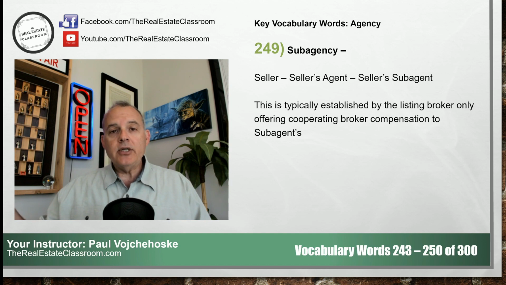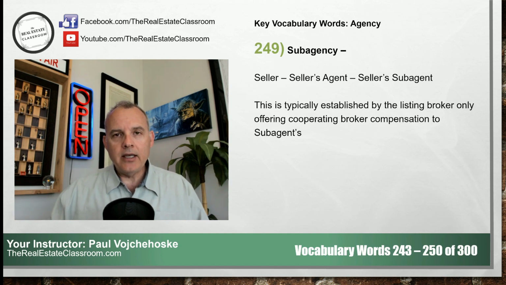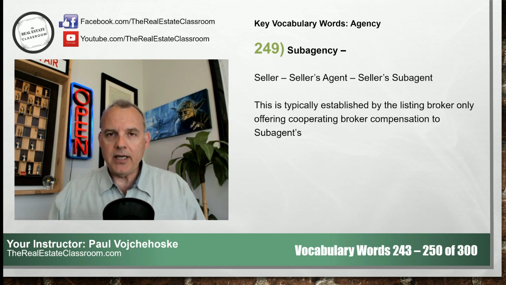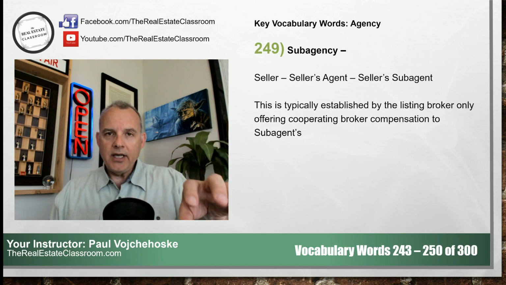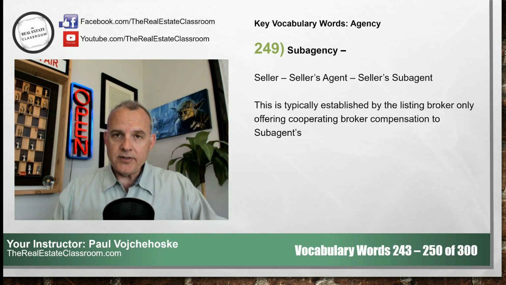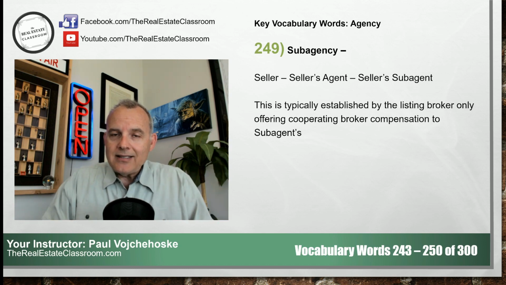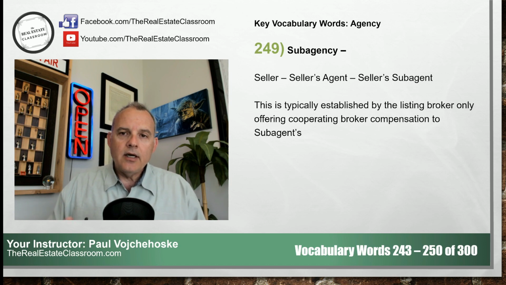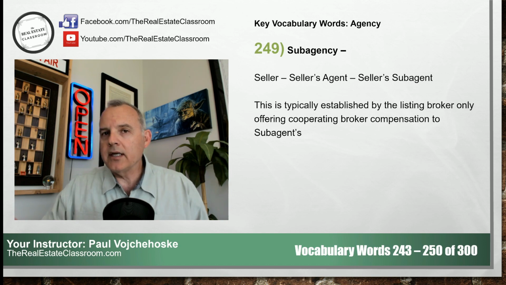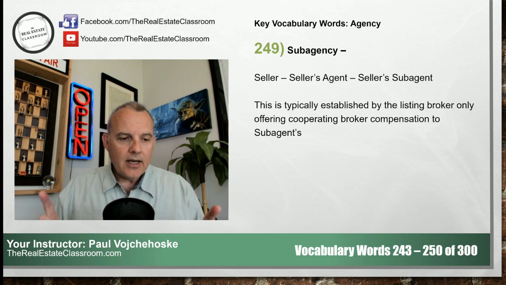So Agent Tom comes along and says, well, I want to get paid, but he works for a different company. So the seller says, if you want to get paid a commission, then you're going to have to be a sub-agent. So the listing agent, Agent Tim, represents the seller, but Agent Tom also represents the seller, owing the seller all of those fiduciary duties that we talked about in vocabulary word 244, like obedience and loyalty and confidentiality.